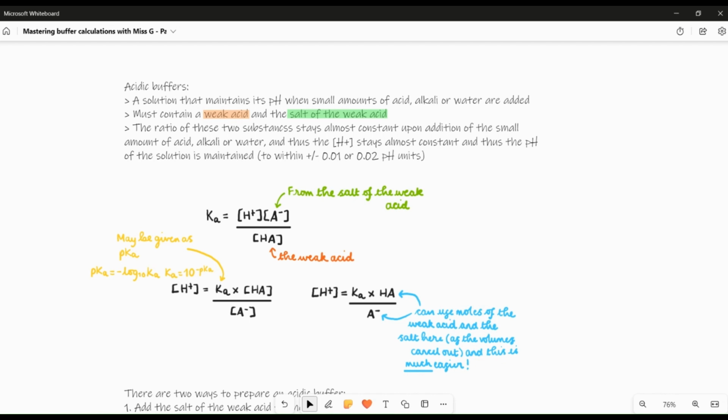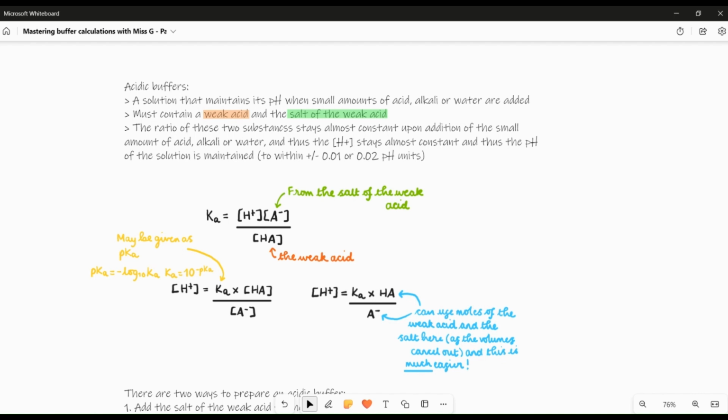constant. And we say it stays constant, it will change a very small amount, as I've written there on the screen. It will vary within about 0.01 or 0.02 pH units, but we're going to say that that is the buffer maintaining its pH. Now it can only do that when very small amounts of acid, alkali or water are added, but it can do it. So part 1 today we're going to focus on what is an acidic buffer and how do we prepare an acidic buffer, and then how do we work out the pH of the acidic buffer that we have prepared. In next week's video, we'll have a look at what then happens when we add the acid, the alkali or the water to said acidic buffer.